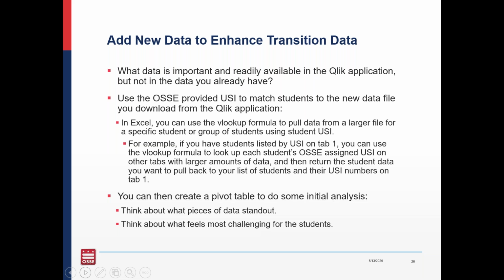For example, if you have students listed by USI on tab 1, you can use the VLOOKUP formula to look up each student's OSSE-assigned USI on other tabs with larger amounts of data, and then return the student data you want to pull back to your list of students and their USI numbers on tab 1. You can then create a pivot table to do some initial analysis. Think about what pieces of data stand out. Think about what feels most challenging for students.